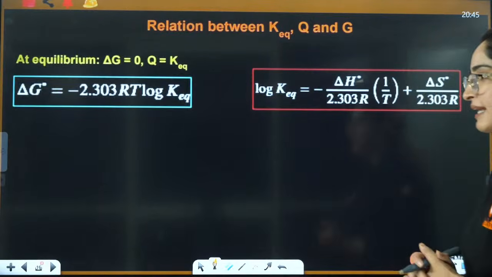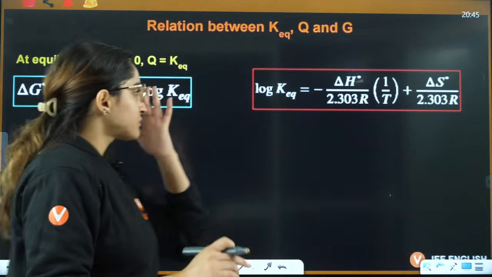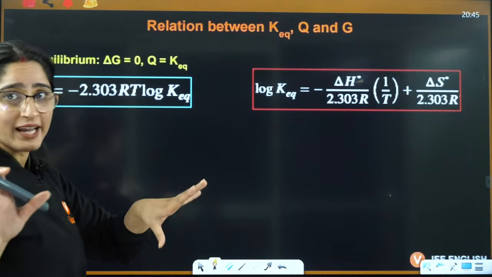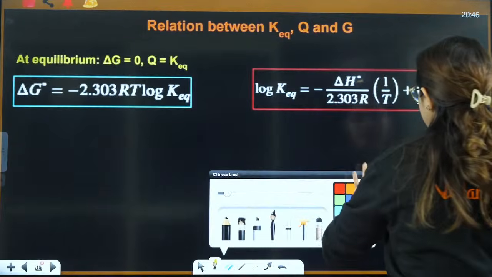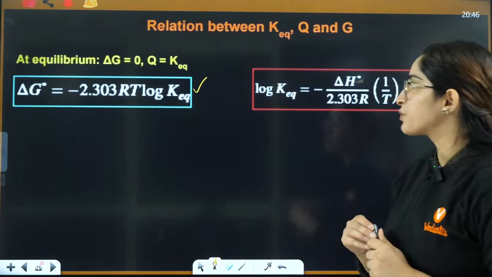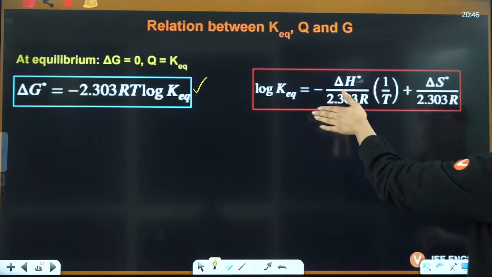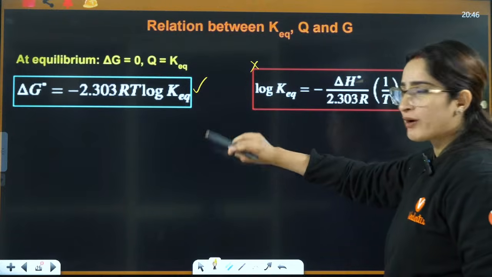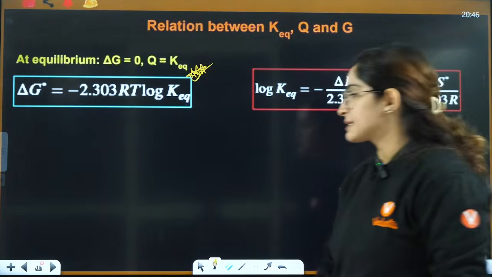Achha, now see the next thing. Okay, we have recalled everything. Those category of questions we have done. Now next is the degree of dissociation, which will be confusing, so stay there for that, right? Don't just go away. Relation between K equilibrium, Q and G. Now this is a relation that you must remember. Delta G is equals to minus 2.303 RT log K equilibrium, and K equilibrium relation with delta H and delta S is this one. Okay, this one is not that important a relation for JEE Mains, but this one is quite important for JEE Mains, right?